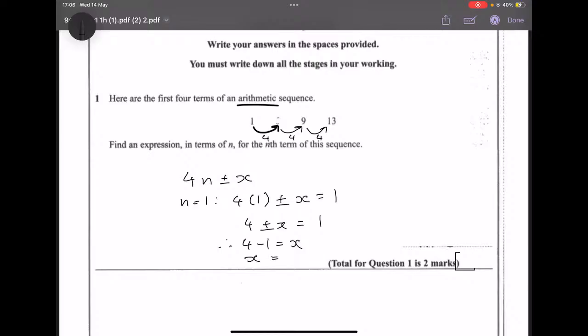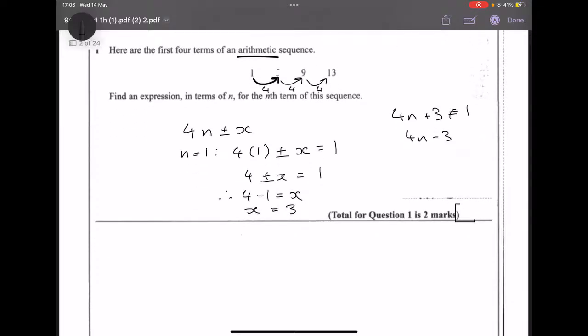X equals 3. However, as we can see here, 4n plus 3 does not give us 1. However, 4n subtract 3 works. Hence, the answer should be 4n subtract 3.